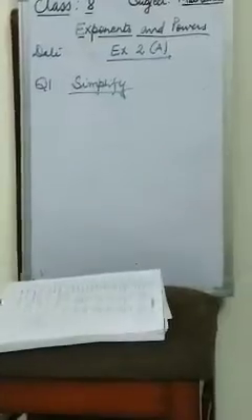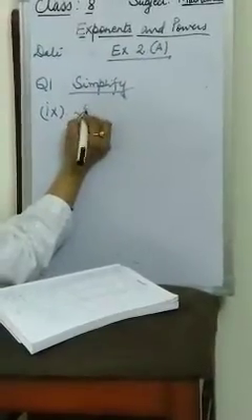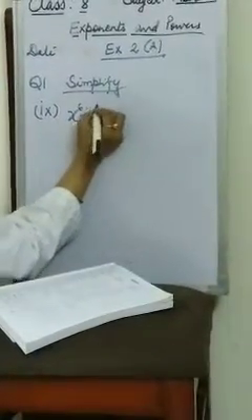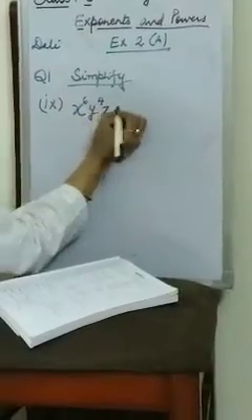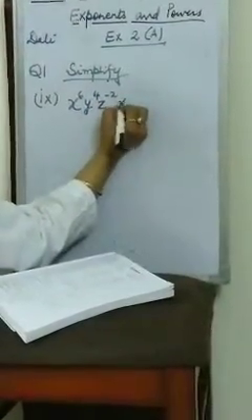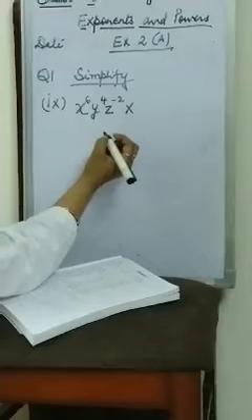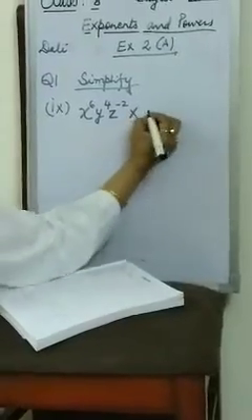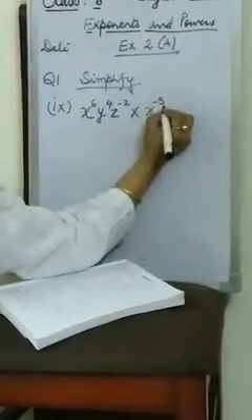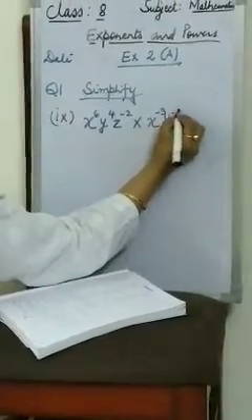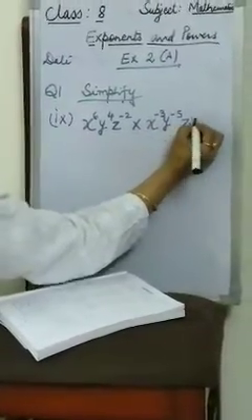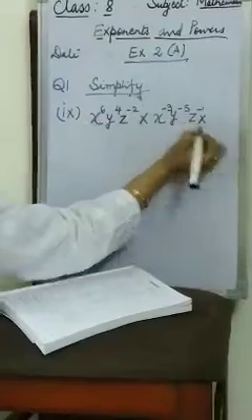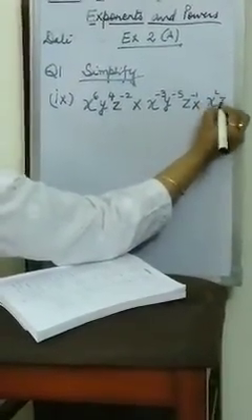Now in the 9th part, what we have? We have x to the power 6, y to the power 4, z to the power minus 2, into x to the power minus 3, y to the power minus 5 and z to the power minus 1, into x square z to the power 4.